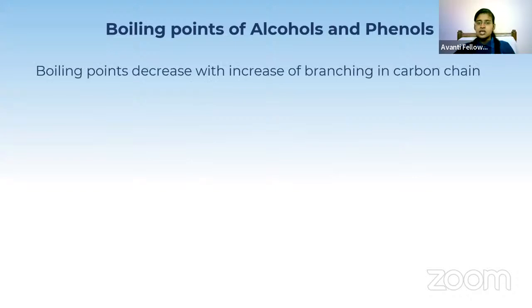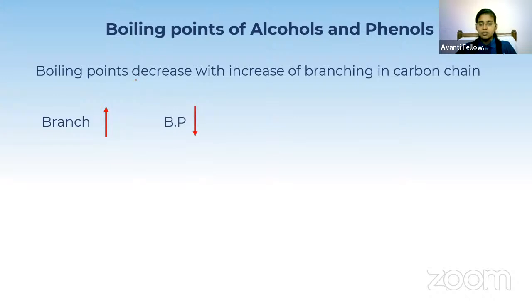Suppose I have some branches, like for isomers. Isomers will have the same molecular formula, meaning they will have the same number of carbon atoms, right? So in that case, how to find out the boiling point? Which one will have the highest boiling point? For that, the boiling point decreases with increase in the branching. So the compound which has more number of branches will have the least boiling point.